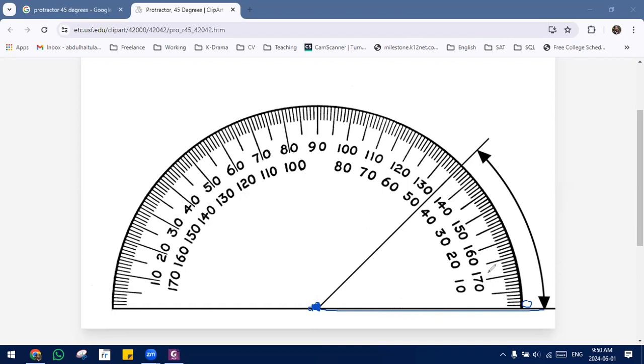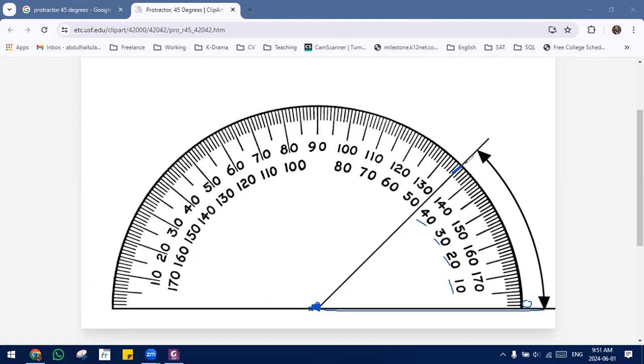So careful, don't count from this side. This is 170, 160, 100. No, we don't count from this side. You should count from the other side because it's zero. So we count 10, 20, 30, 40. Okay, then I need 45. Where is it? Between 40 and 50, we look up here. It's here in the middle on that line, okay?